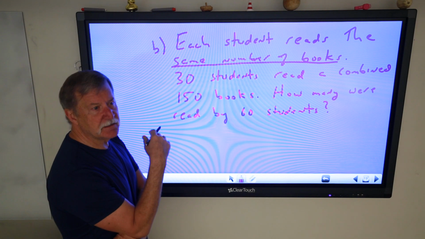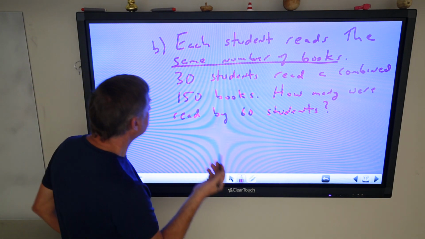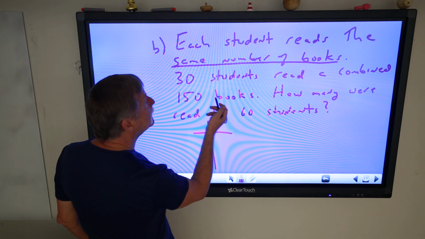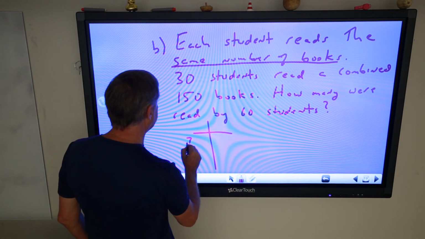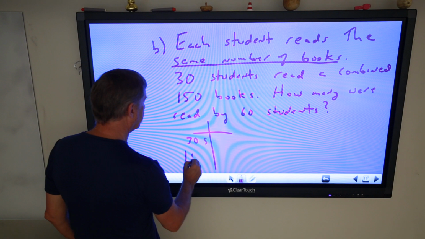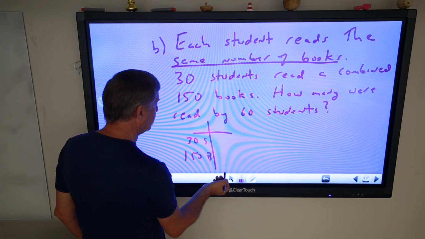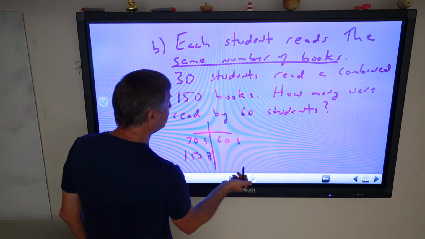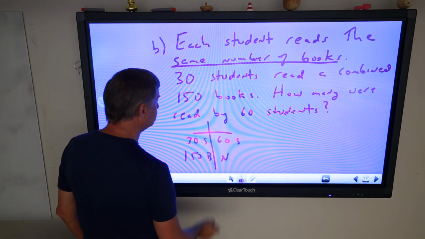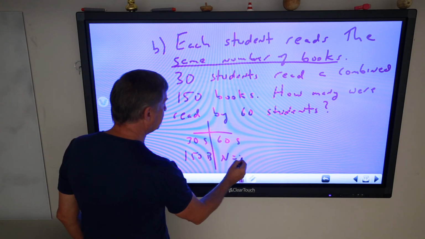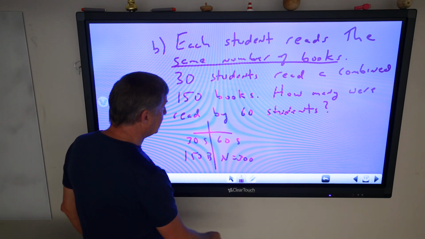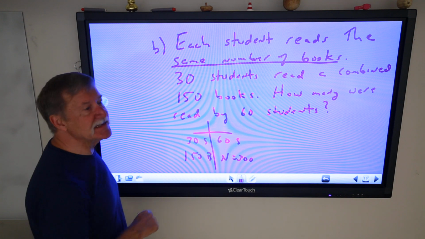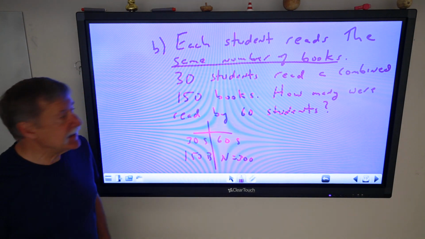So we can see that we suspect this is a proportion, but we can test it out, all right? We can say that the idea of 30 students, 150 books, goes with 60 students would be how many books? Well, you can double that and you get 300 books, and it definitely works. So this is a sign, and the answer would be yes.